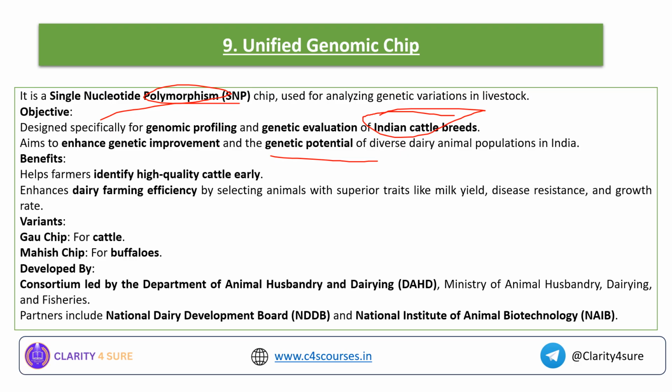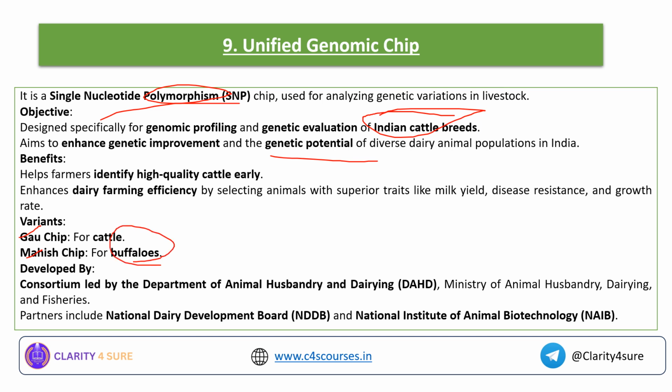Here it will help the farmers to identify high quality cattle early, and it also enhances dairy farming efficiency. How? By selecting the animals which have superior traits through this genomic evaluation: milk yield, disease resistance and growth rate. Variants: there are two variants of this chip. It is Gau chip for cattle and Mahish chip for buffalo.